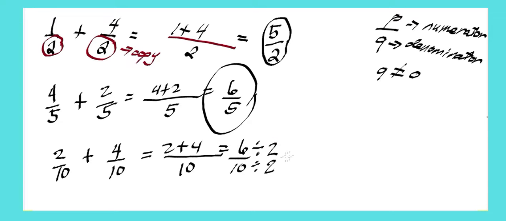Okay. 6 divided by 2 will become 3. 10 divided by 2 will become 5. Alright. So that will become our final answer. Alright. So let's have now addition of rational number which doesn't have any similar or same denominator.